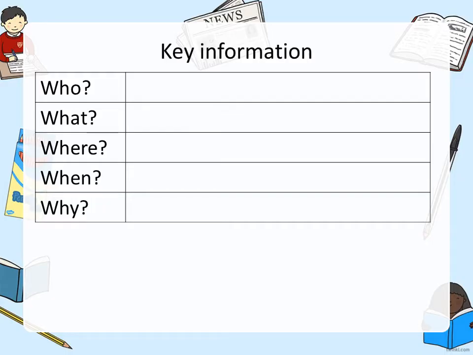So the key information, this is what you need to write down. Think about who was involved in that disaster, which people were there, what happened to those people, where did it happen, when did it happen as well, what was the date, and why, what were the reasons for the disaster happening and the explosion. So when you found out all of those key pieces of information, then you'll be ready to start writing.